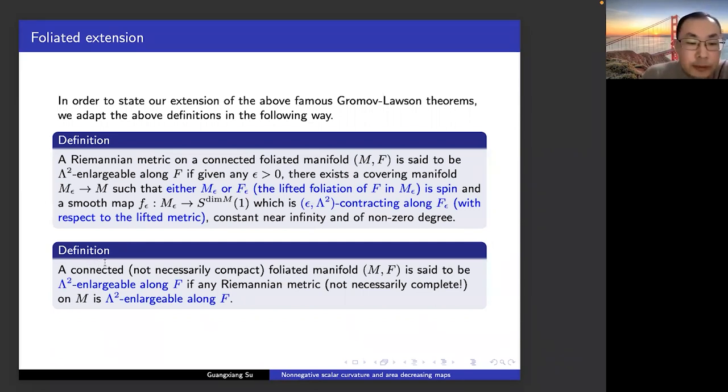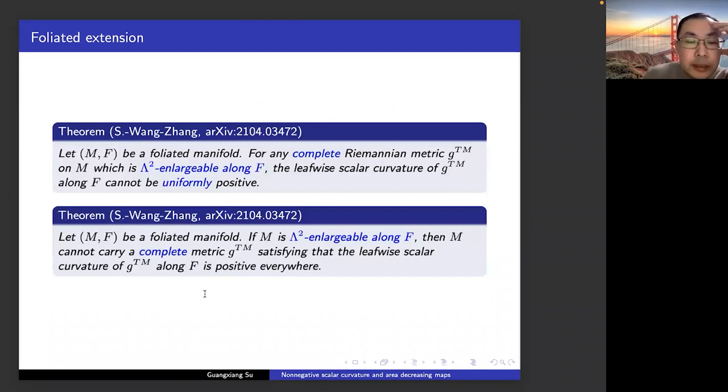Also, we have the foliation case of the lambda 2 enlargeable manifold. That is, a connected foliated manifold is said to be lambda 2 enlargeable along the foliation if any Riemannian metric on M is lambda 2 enlargeable along F. So we extend the above famous Gromov and Lawson theorems in this way.